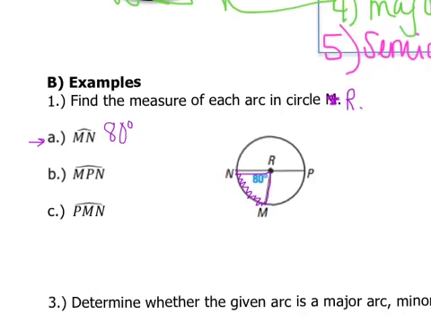Notice that that arc only has 2 letters in it. Its measure has to be less than 180 degrees, which it is.